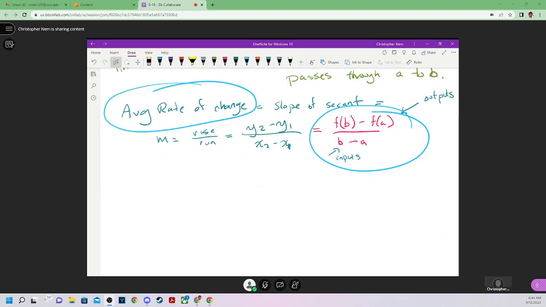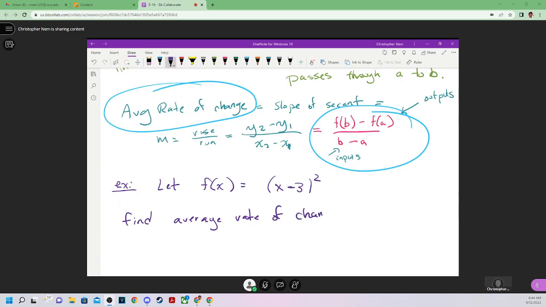Well, let's take a generic function. Let f of x equals x minus 3 squared. What if I were to ask you, find the average rate of change from, let's say, x equals 1 to x equals 3?